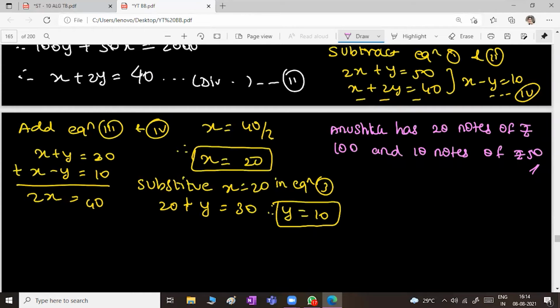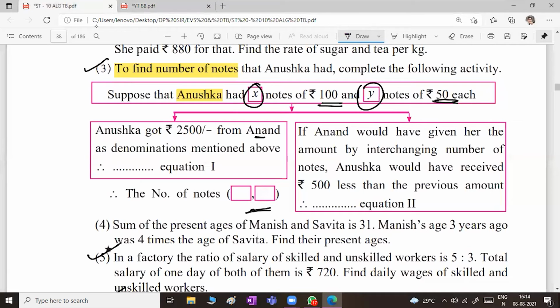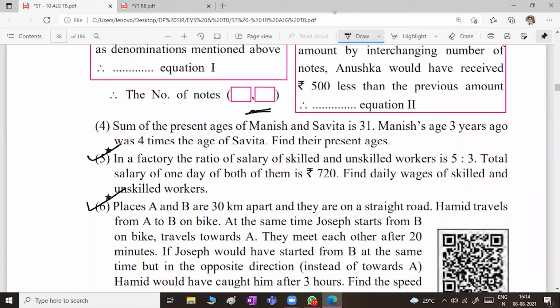Let's go for question number 4. Let me open the textbook, and here is question number 4, done. Let's go for question number 5. So what was the answer here? The number of notes is what? Say it. It is 20 and 10. Okay. Let's go with the fifth question.